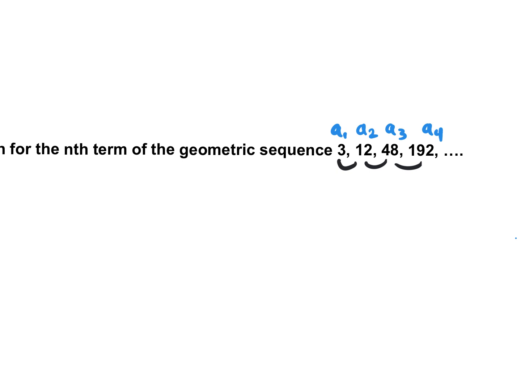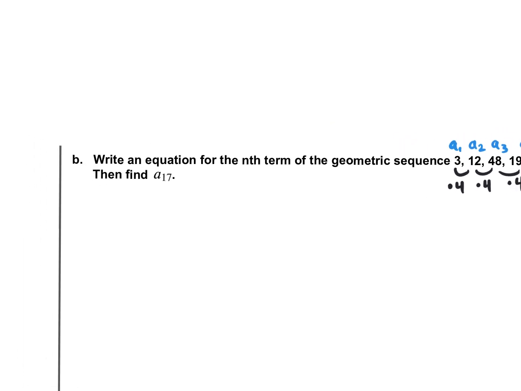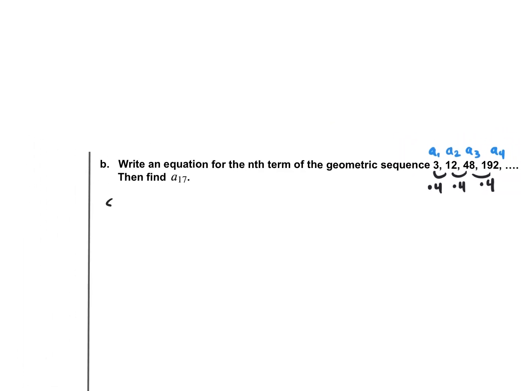So 3 to 12, 12 to 48, 48 to 192. Just take the bigger numbers and divide by the smaller numbers. 12 divided by 3 gives us 4. So that means we must be multiplying by 4. And if we test it out, it does work. So we know r, and we know a sub 1. A sub 1 is 3, where we started. And r is 4, what we're multiplying by each step.